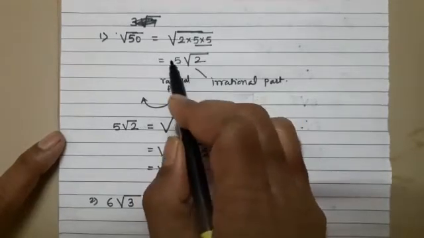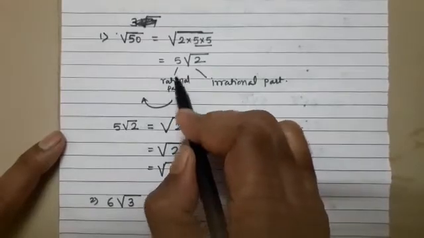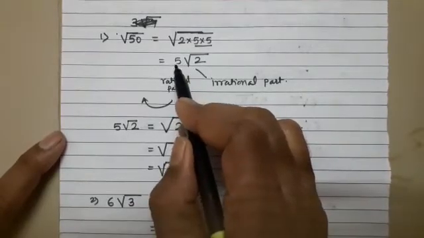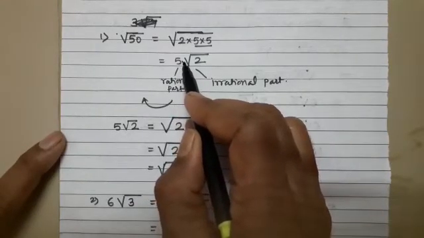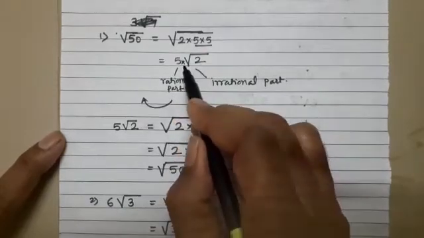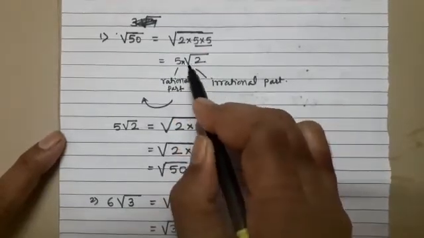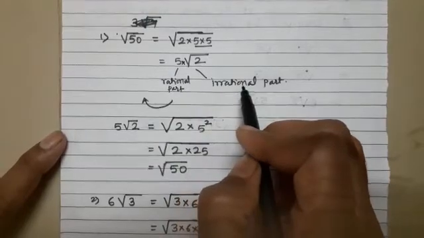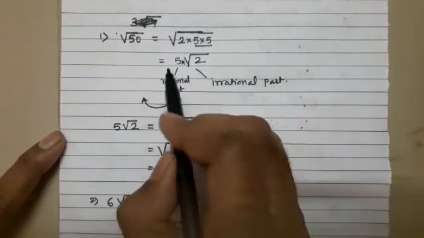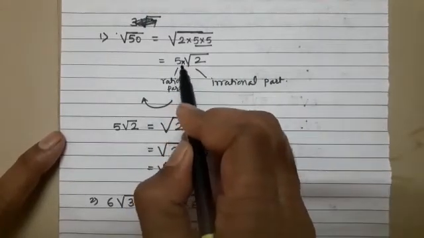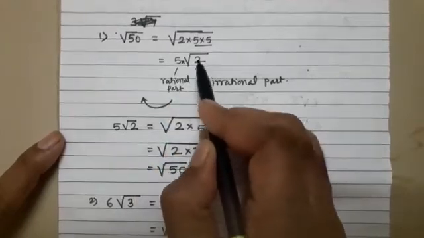In this simplest form, it is the rational part outside of the square root, which is in multiplication with this irrational part. This square root of 2 is the irrational part. This is the rational part and this is the irrational part.